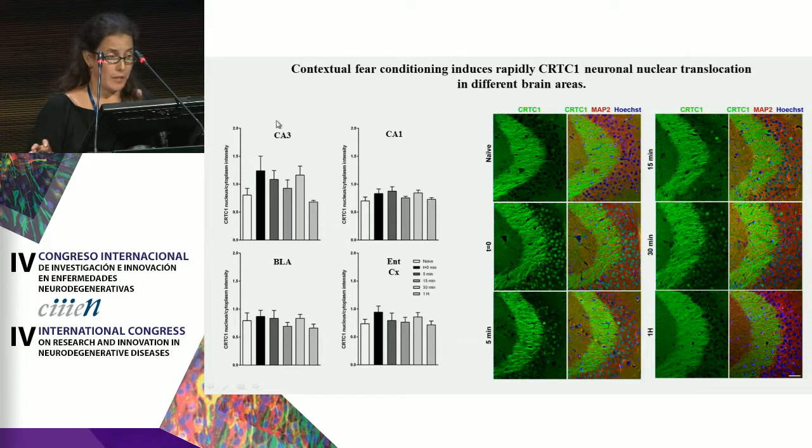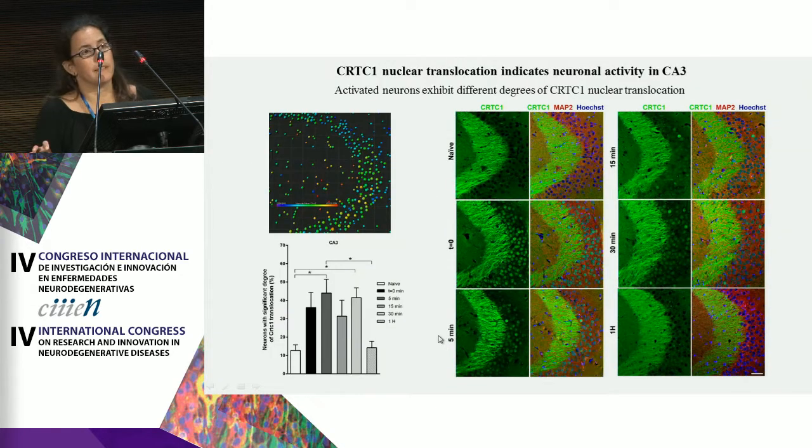This nuclear translocation was more pronounced in CA3, while it was modest in CA1, the basolateral amygdala, and the entorhinal cortex. In a more detailed study to analyze the degree of translocation in individual neurons in a given region, we found that activated neurons exhibit different degrees of CRTC1 nuclear content. As an example, this graph represents the population of neurons presenting the highest degree of translocation in the region of CA3 over time. So we can also say that CA3 seems to have an essential role in associative memory encoding.